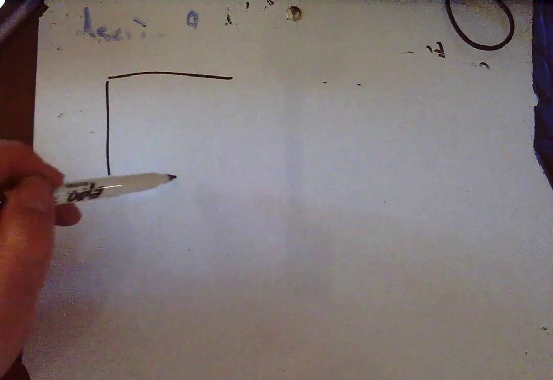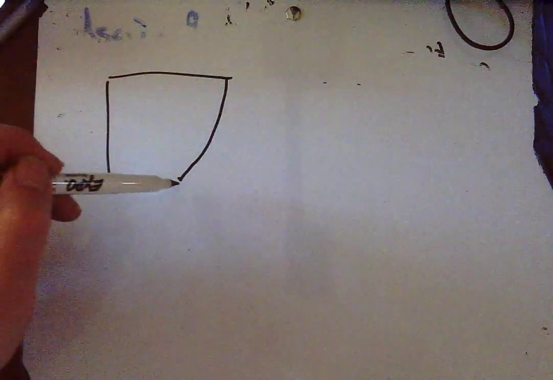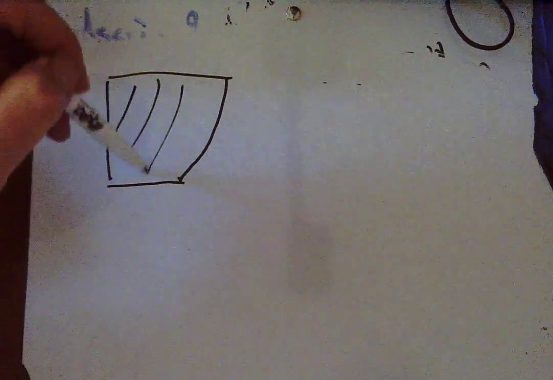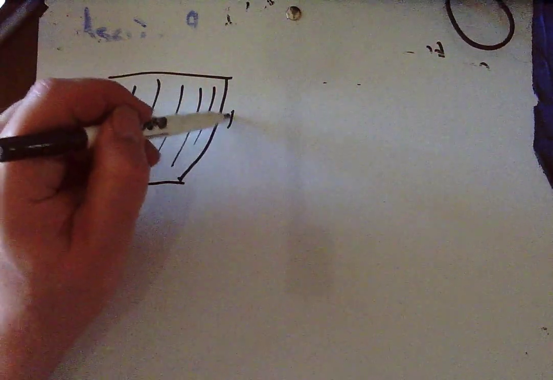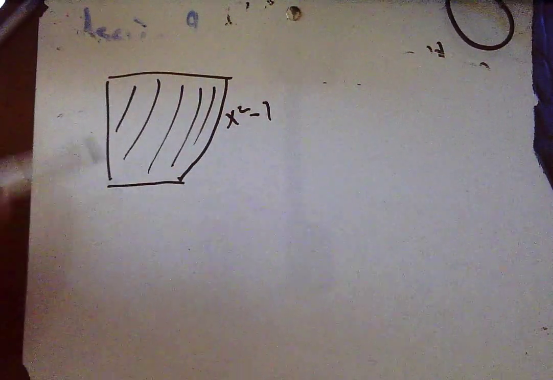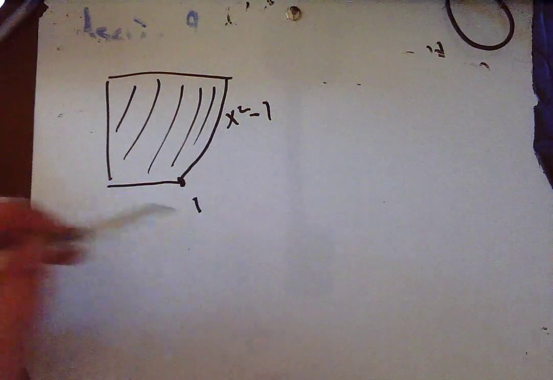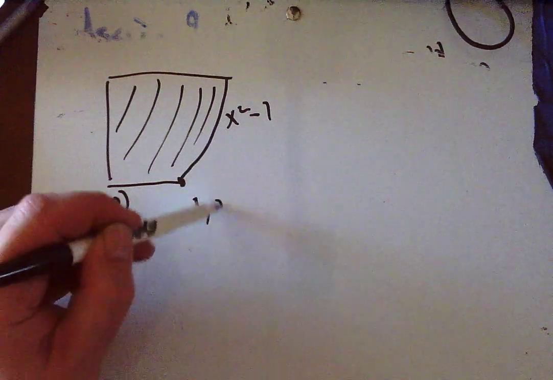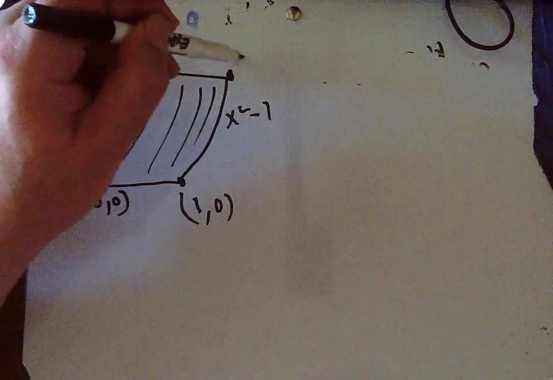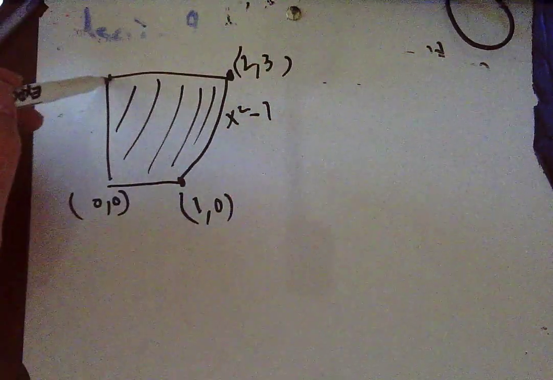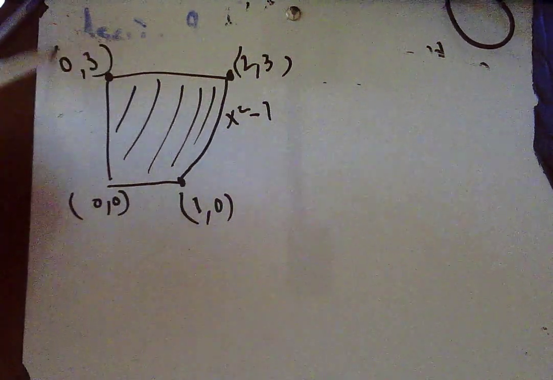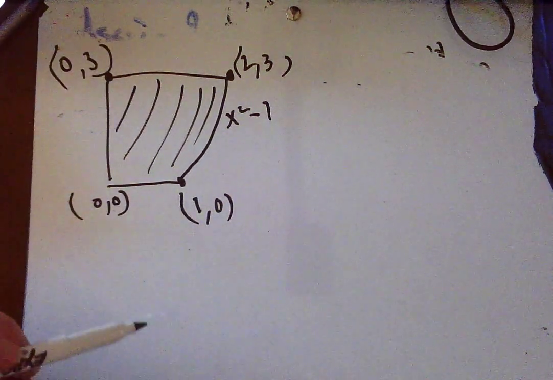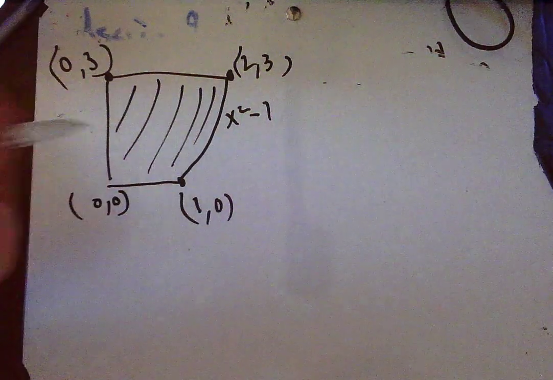R3. So here's the thing about R3. Many students, when they do R3, here's that region. This is x squared minus 1. This is 1. This is 0, 0, 1, 0. Up here we have 2, 3. And here we have 0, 3. Is that true? Yeah. Okay, so how do I find this?